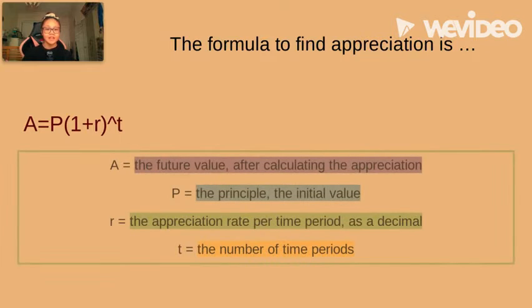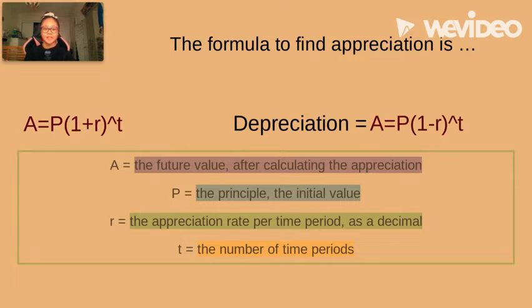The formula to find appreciation is A equals P brackets 1 plus R to the power of T. A is the future value after calculating the appreciation, P is the principal, the initial value, R is the appreciation rate per time period as a decimal number, and T is the number of time periods. The formula to find depreciation is the exact same as appreciation, except instead of 1 plus R in the brackets, it's 1 minus R.